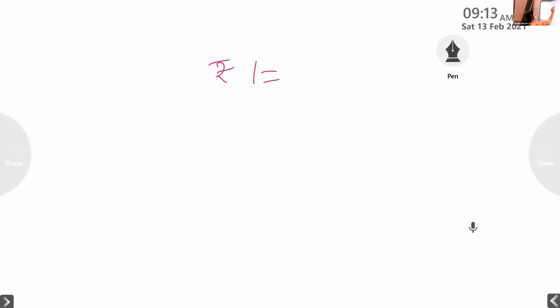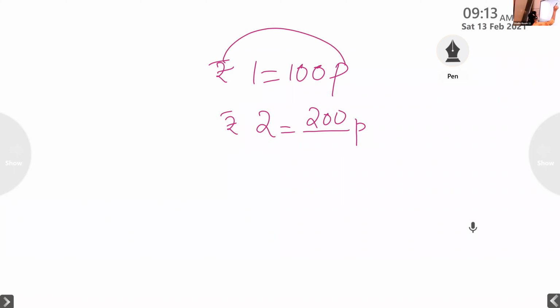Okay, children. So yesterday we learned 1 rupee is equal to 100 paise. So 2 rupees is equal to how many paise? 200 paise. So children, how are we converting rupees to paise? Multiply with 100.